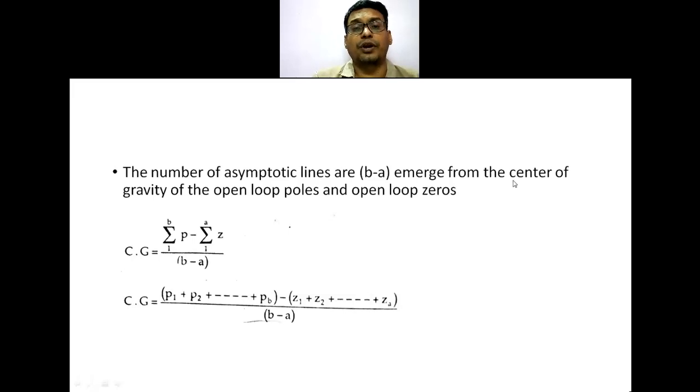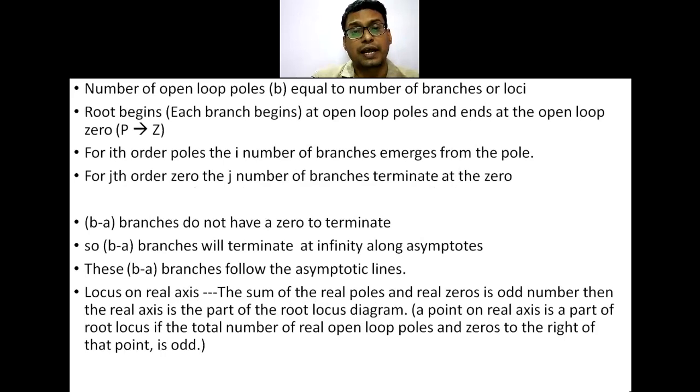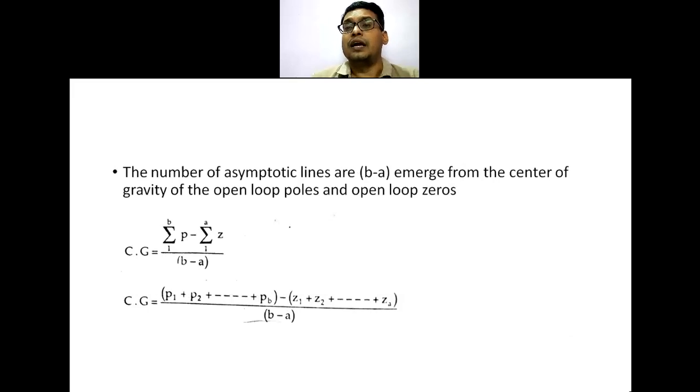Where will these asymptotic lines be generated from? They will be generated from the center of gravity. How many asymptotic lines will be generated? B minus A branches will follow the asymptotic lines. Why B minus A? Because A number of branches will terminate at the zeros. The remaining B minus A branches which do not terminate at the zeros will terminate at infinity along the asymptotes.